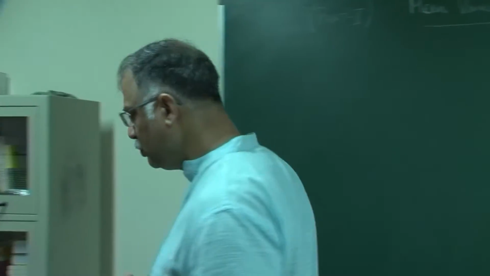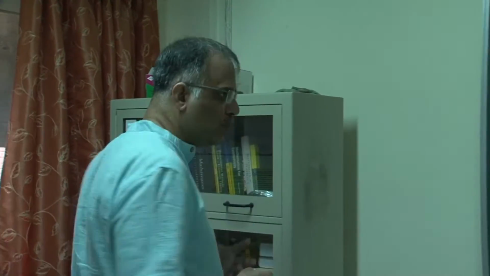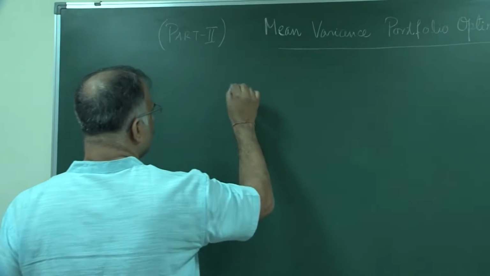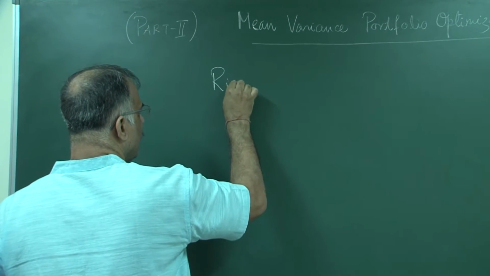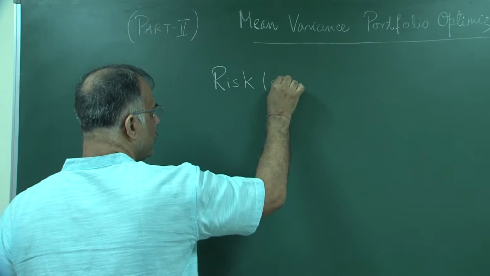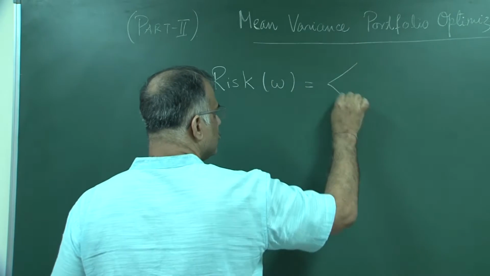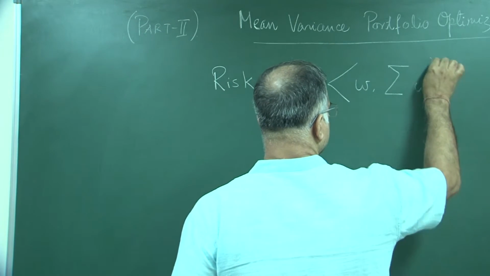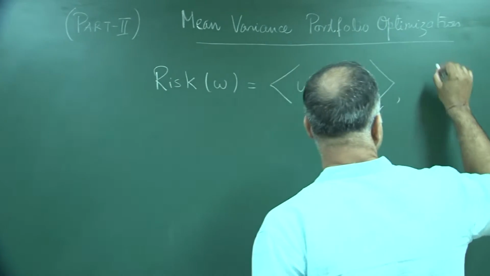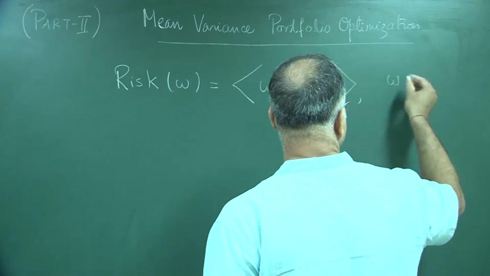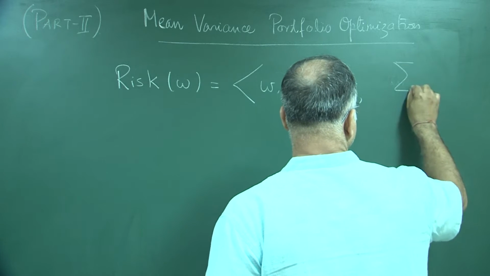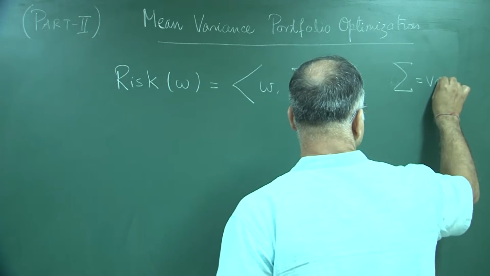We are now going to formulate the mean variance portfolio optimization problem in the style of Markowitz. What Markowitz did was consider that once you make an allocation W, the risk associated with W is the variance, which we had computed yesterday, where W is the allocation and Sigma is the variance covariance matrix.